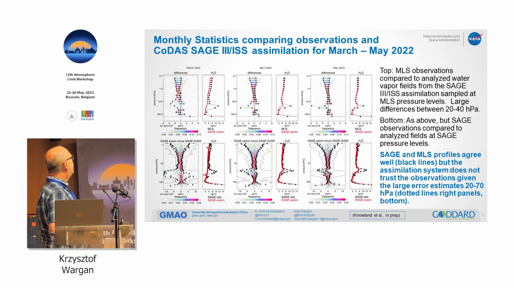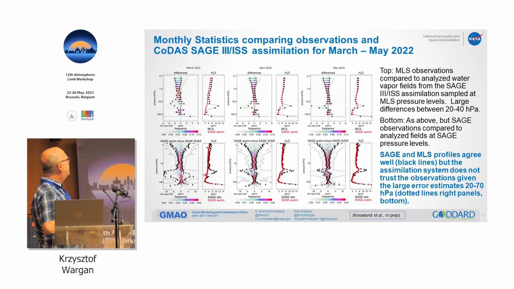So let's see. Each panel shows essentially, you have the right-hand side panels that show MLS and SAGE assimilation here in the region of interest in the tropics. So this is for March, April, and May. The left-hand side panels are statistics of the differences. So those are PDFs, essentially. How much time do I have? 2 minutes. Okay, I should be able to do this.